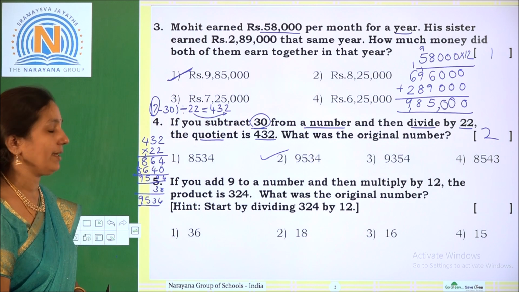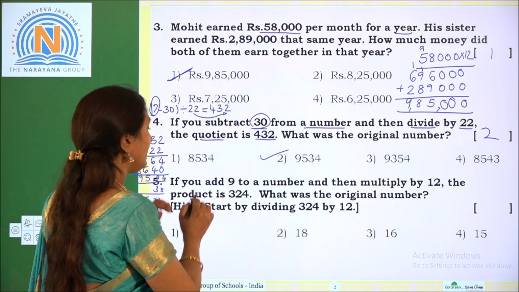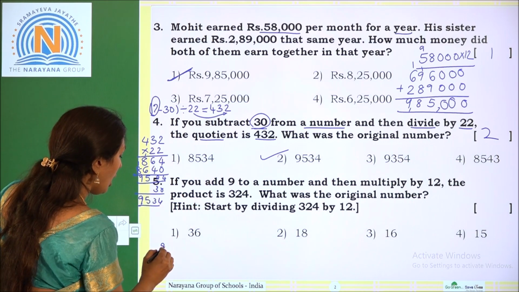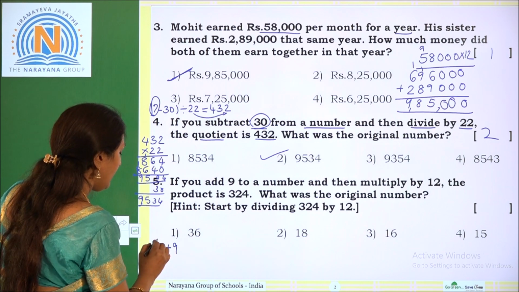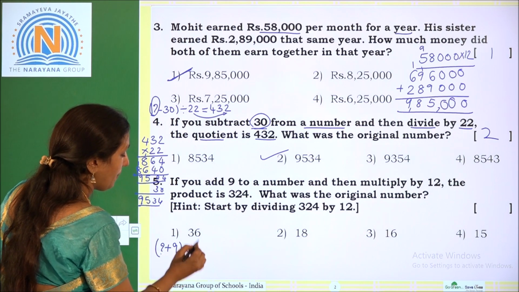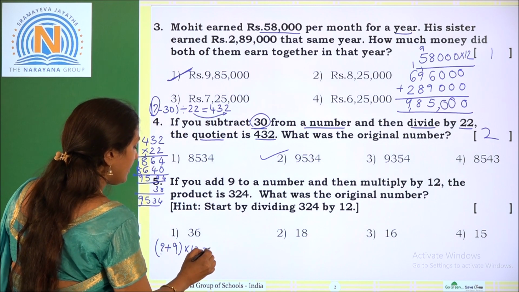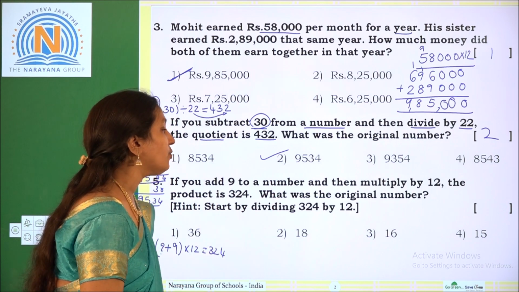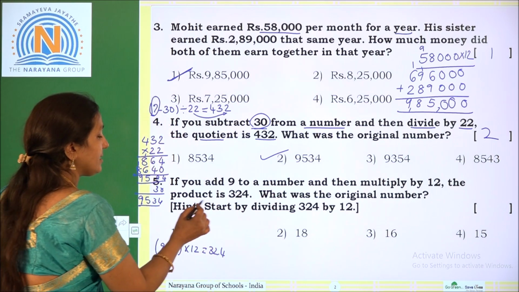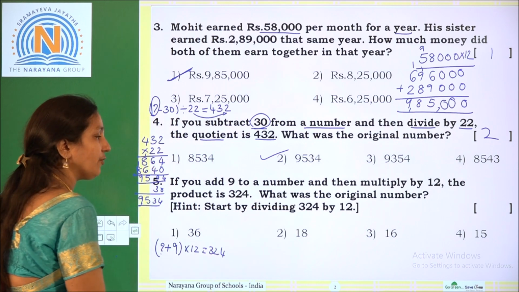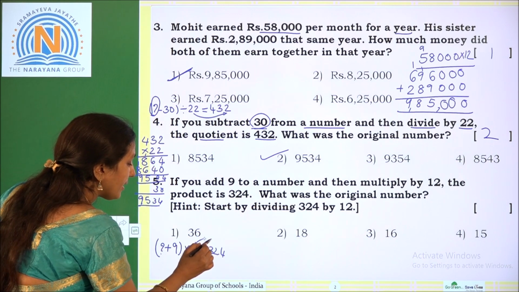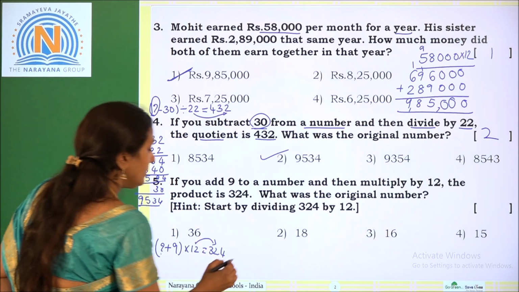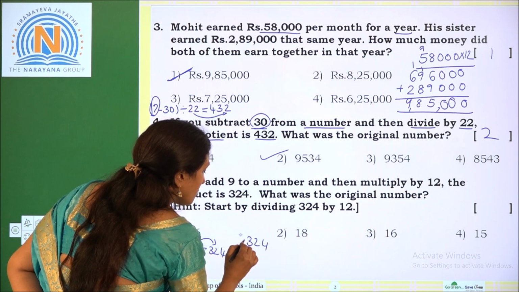What was the original number? If you add 9 to a number, you don't know the number, but you are adding 9, then multiplying by 12, and the product is 324. A hint is given: start by dividing 324 by 12. So we are first dividing 324 by 12.